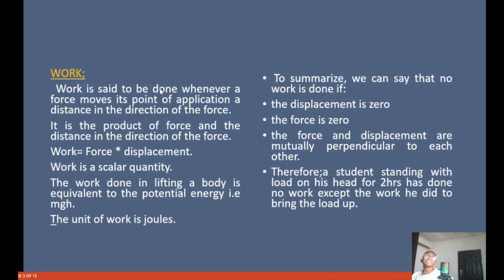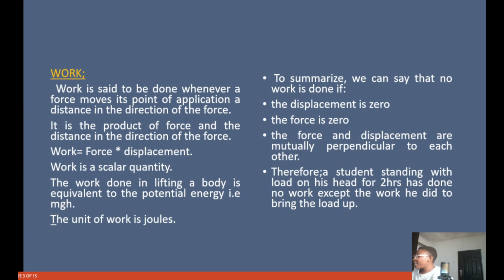So, work is said to be done whenever a force moves its point of application a distance in the direction of the force. It is a product of force and a distance in the direction of the force. So, work is force times displacement. Work is a scalar quantity. The work done in lifting a body is equivalent to the potential energy, that is mgh.